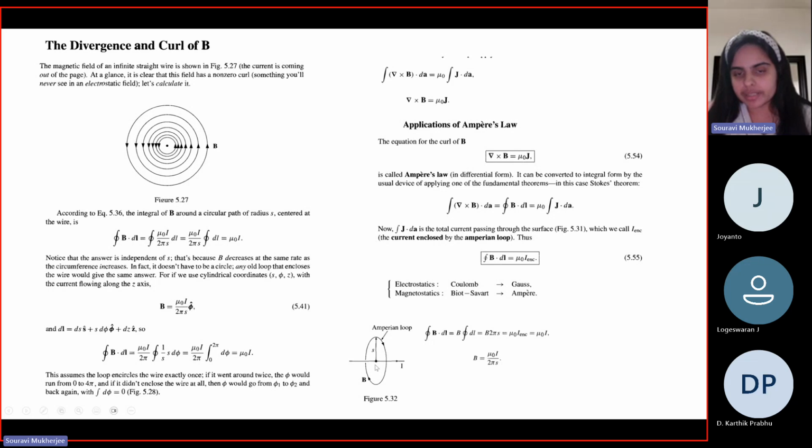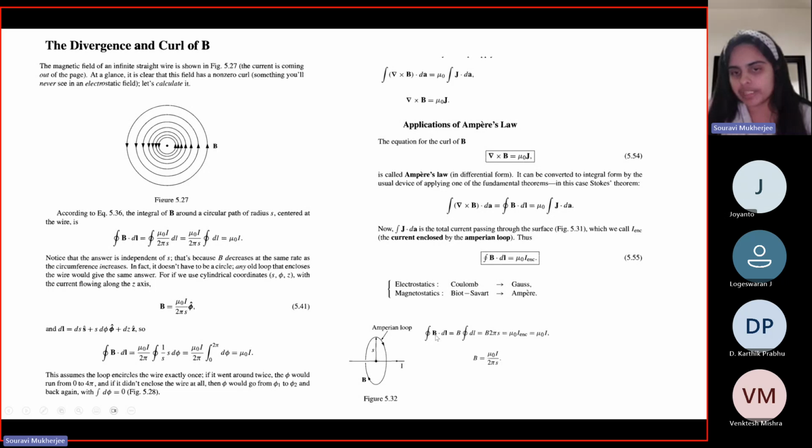So now you can use the same relation to find the field for an infinite wire, and you'll see that you get the same result as we had for the Biot-Savart law. When we used the Biot-Savart law, it was quite a lengthy process. You had to do the integral. In this case, you don't have to do the complete integral considering all the distances and everything. You can directly use the symmetry. So you consider an Amperian loop at some distance S. So B dot dl will be nothing but B into 2 pi S. And the enclosed current is I. So it is equal to mu naught I. And this gives you the net field for an infinite wire.